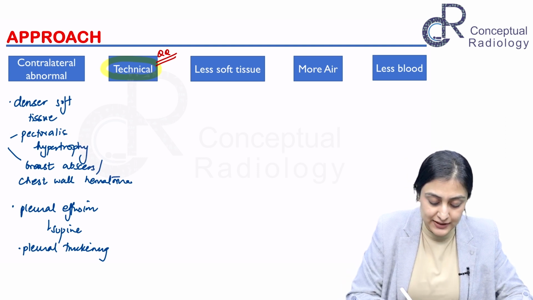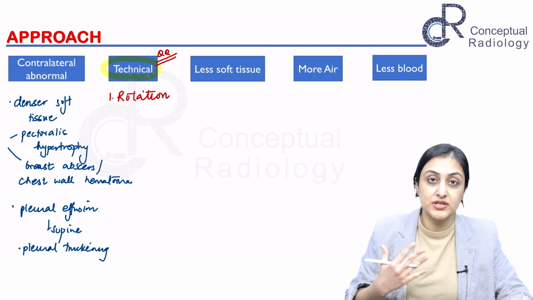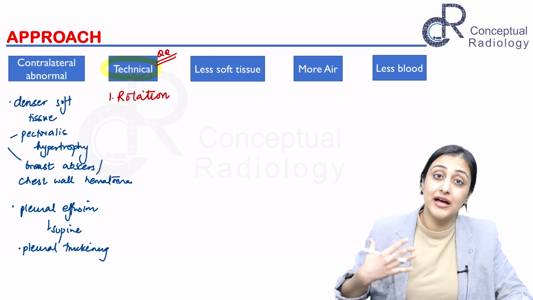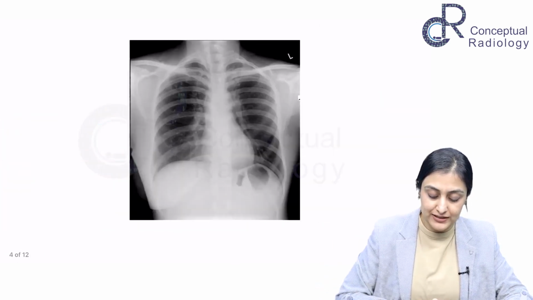So the first thing that we have to rule out here is the patient rotation. If the patient is rotated towards the right side, we are going to have the right side appearing hyperlucent. So let's have a look at an X-ray here.